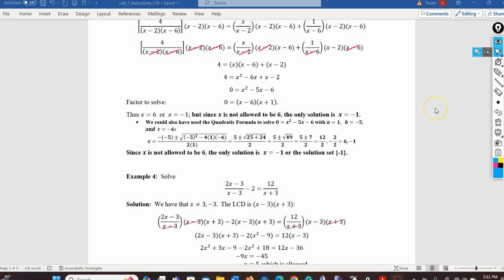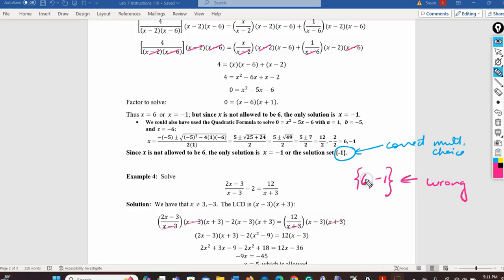On the final exam, this would be the correct multiple choice selection. And I can guarantee you that a bogus one, the wrong one, would be this. And the reason that is wrong is because 6 is not allowed. 6 is not allowed, it has to be excluded. Okay. So always check if your answer is allowed.